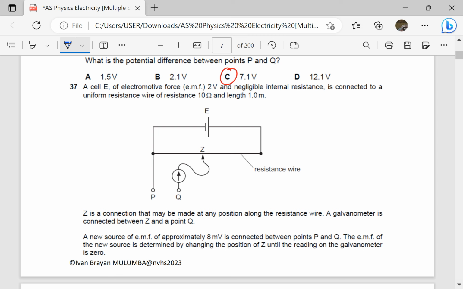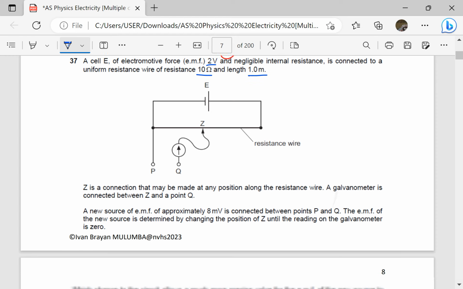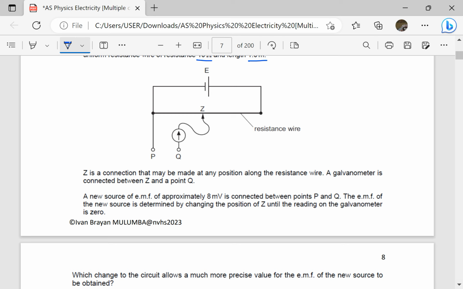A cell E of EMF 2 volts and negligible internal resistance is connected to a uniform resistance wire of resistance 10 ohms and 1 meter. Z is a connection that may be made at any position along the resistance wire. A galvanometer is connected between Z and a point Q. A new source of EMF of approximately 80 millivolts is connected between points P and Q. So here we have a source of approximately 80 millivolts.